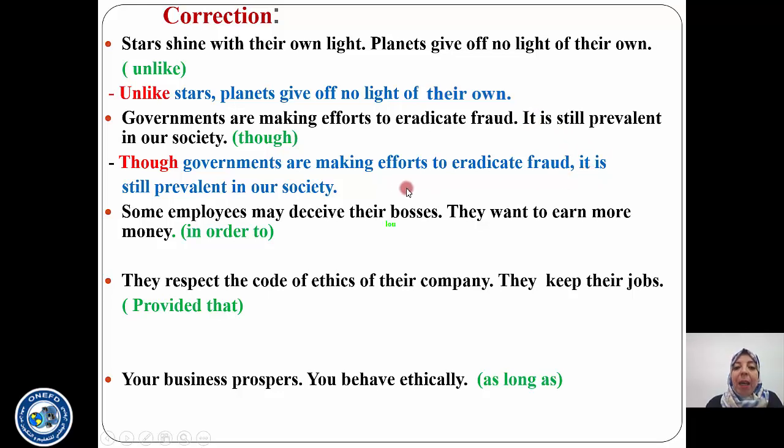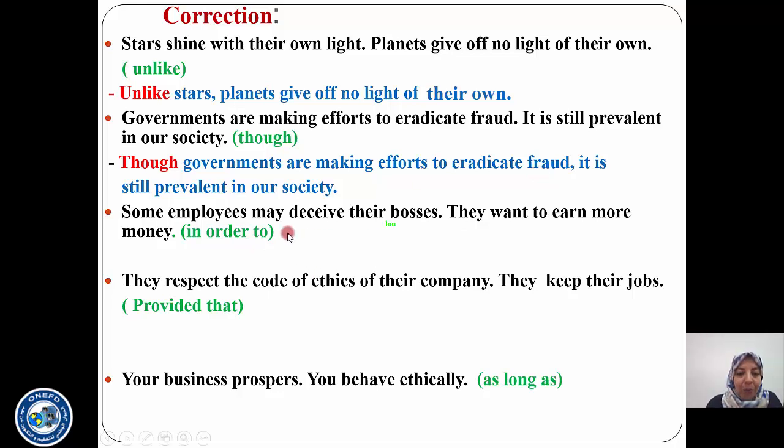Though governments are making effort to eradicate fraud, comma, it's still prevalent in our society. Is it possible to inverse the sentence? Yes, of course. Okay, so to replace it, we can use fraud. Fraud is still prevalent in our society, though governments are making effort to eradicate it, to avoid the repetition. Okay? Now let's write a sentence with in order to express a purpose, of course.